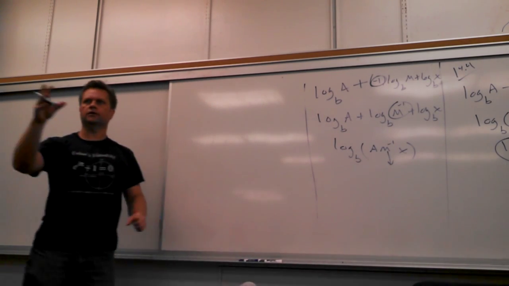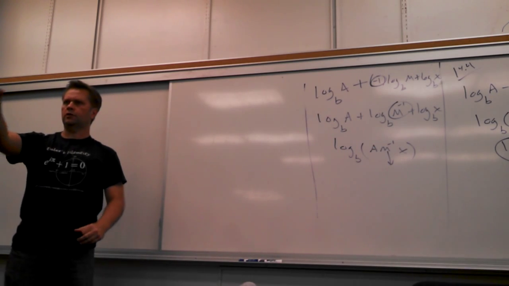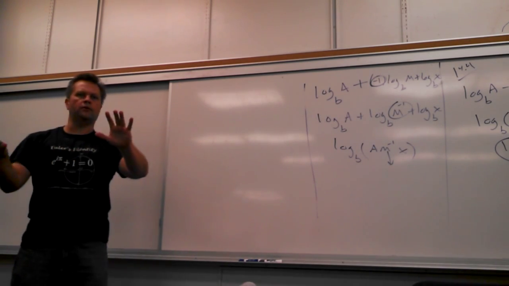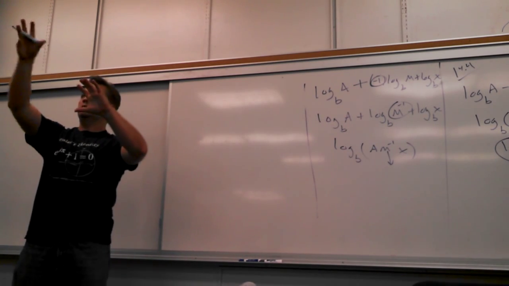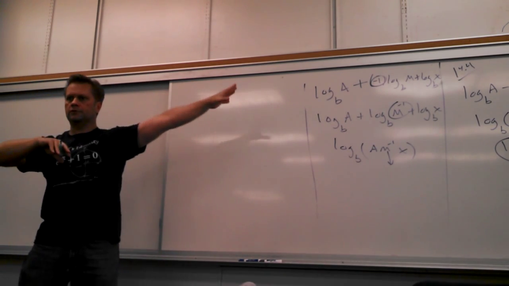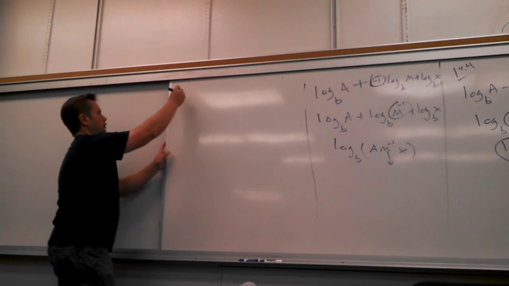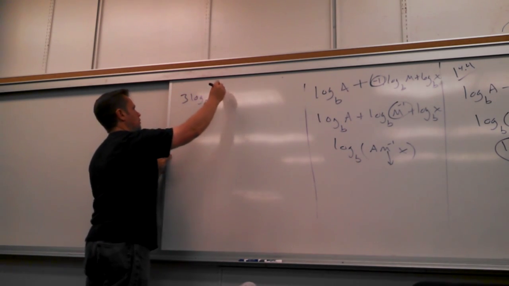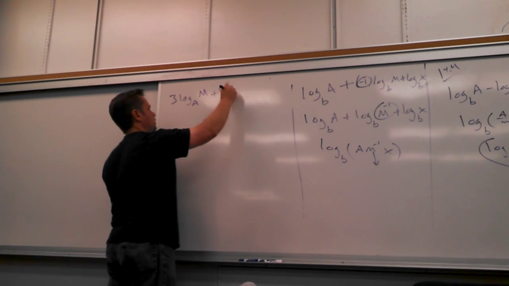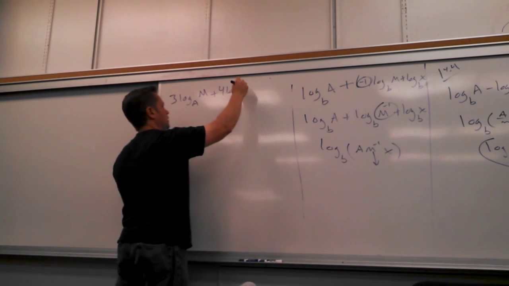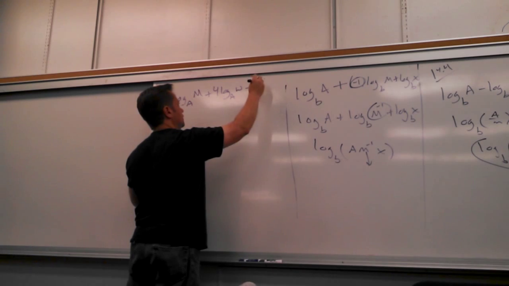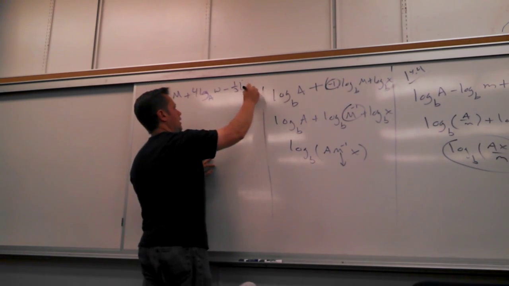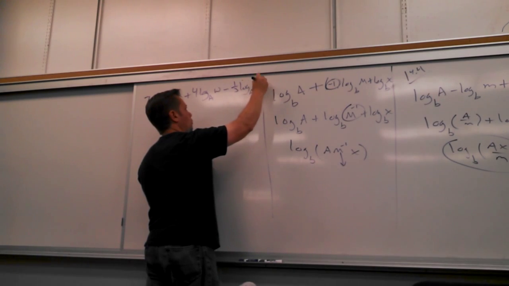So I have a property that tells me log of something plus log of something, I can put those together. I have no property that talks about 3 times log of something plus 4 times log of something. So what if I have that? What if I have 3 log base a of m plus 4 log base a of w minus 1/3 log base a of y?